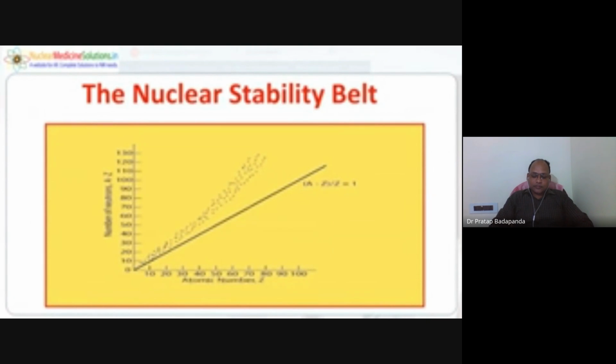And so what happens? Either a neutron converts to a proton or a proton converts to a neutron, a kind of reaction, and the unstable nucleus comes to a stable state. This is a belt, a graph we all see whenever we talk about radioactivity in books. It is a nucleus stability belt.